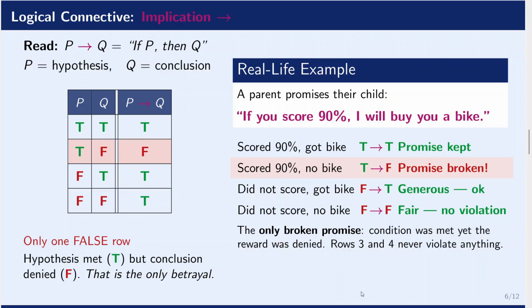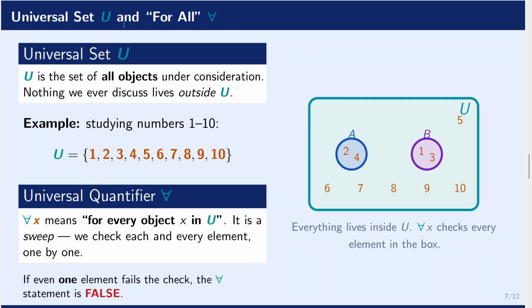Finally, let's discuss the universal set and the concept of for all. The universal set is denoted by a capital U. It is simply the set of all objects under consideration for a particular problem. Nothing we ever discuss lives outside of this set U. For example, if we are only studying the numbers 1 through 10, then our universal set U equals the list of numbers 1, 2, 3, 4, 5, 6, 7, 8, 9, and 10. Everything lives inside this box.